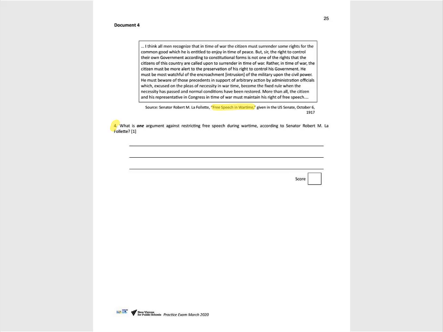I think all men recognize that in time of war, the citizen must surrender some rights for the common good, which he's entitled to enjoy in times of peace. But, sir, the right to control their own government according to constitutional forms is not one of the rights that the citizens of this country are called upon to surrender in time of war. Rather, in time of war, the citizen must be more alert to the preservation of his right to control his government. He must be most watchful of the encroachment, which just means intrusion, of the military upon the civil power. He must beware of those precedents in support of arbitrary action by administration officials which, excused on the pleas of necessity in wartime, become the fixed rule when the necessity is passed and normal conditions have been restored.